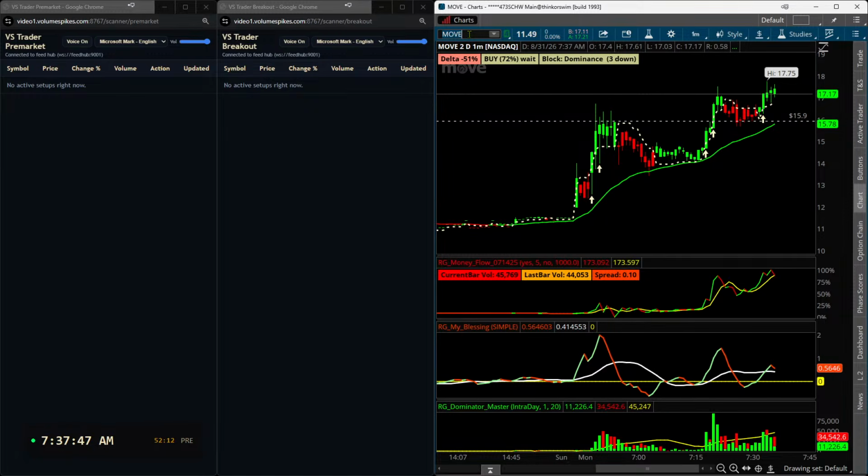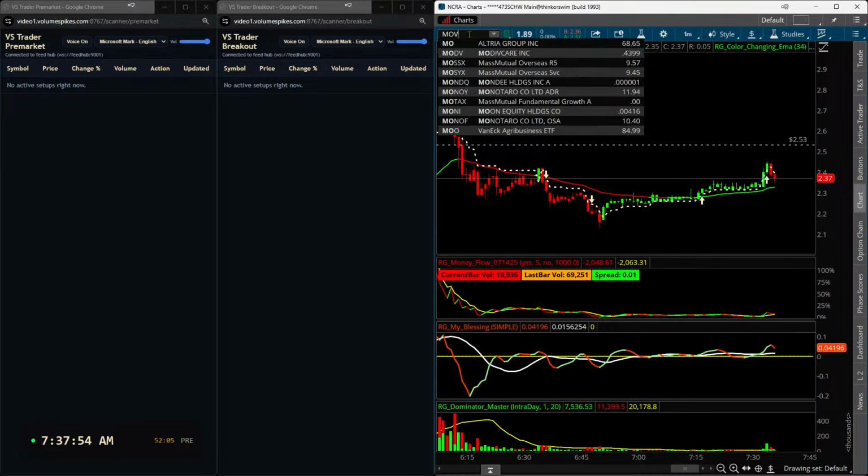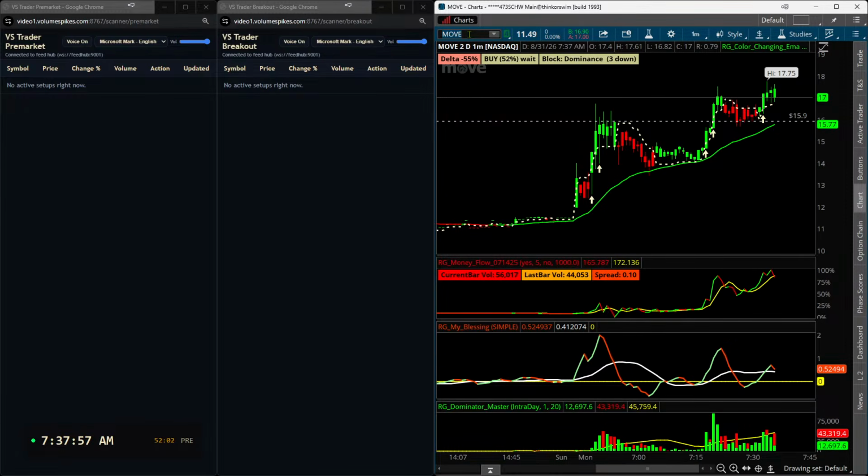I have NCRA popping back up into another scanner. Let me check it real quick. It's coming back down already. We'll go back to MOVE.